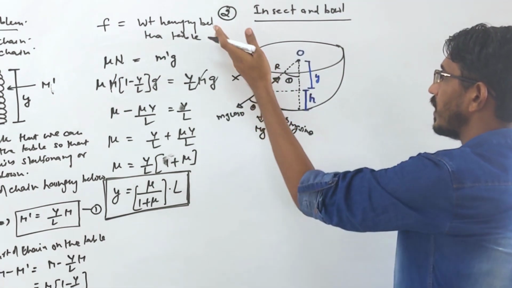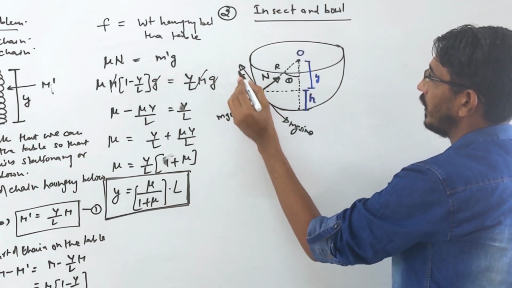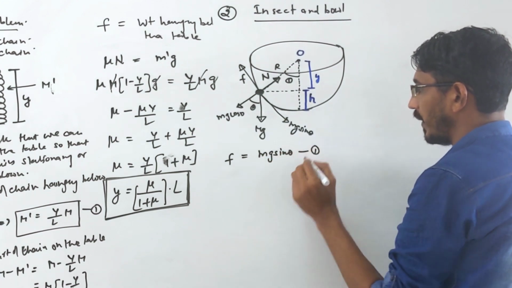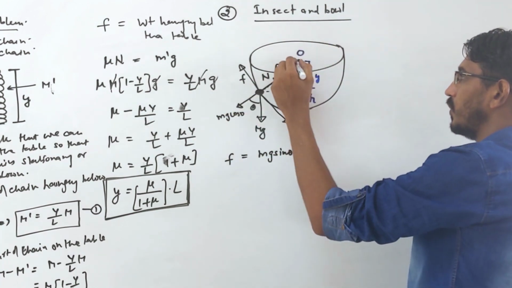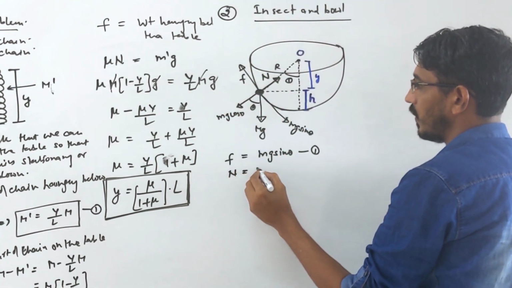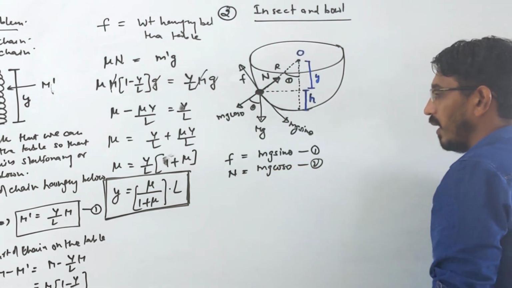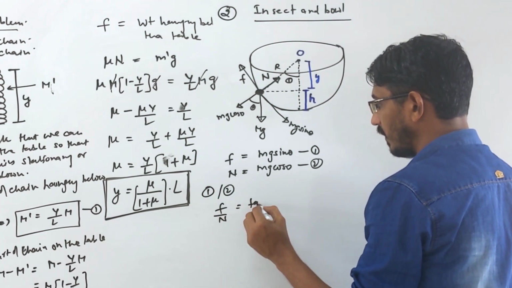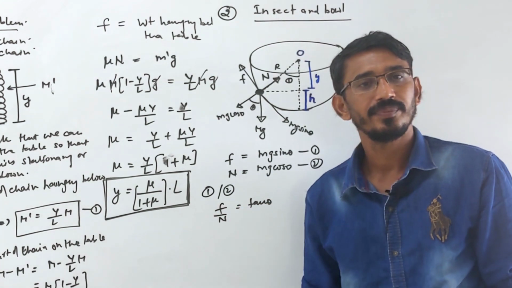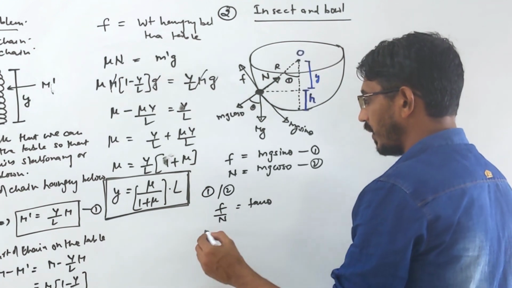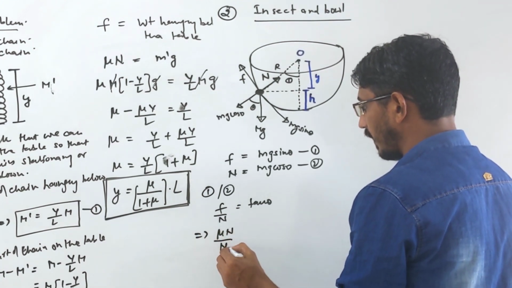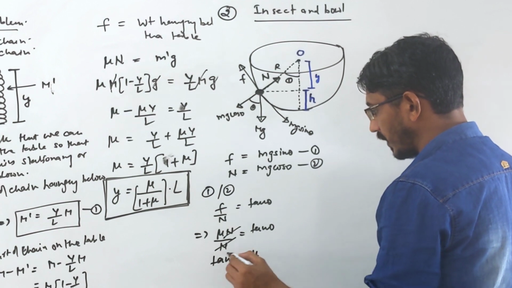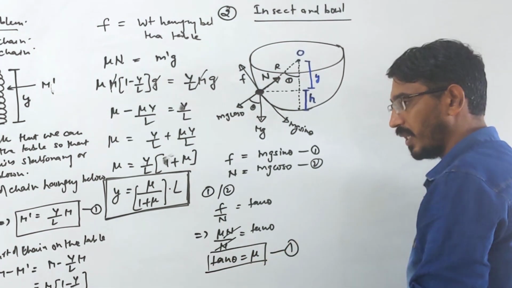Let's write the equations. What is the equation along the tangent? We have the frictional force upward, so the frictional force should be equal to mg sin theta, equation 1. Along the radius, toward the center, the normal reaction is equal to mg cos theta, equation 2. Let's divide equation 1 by 2, we get f by N is equal to tan theta. Now what is the frictional force formula? We know it is mu times N. Putting that in, mu N by N is equal to tan theta. So N gets cancelled, and tan theta is simply equal to mu. This relation we already know: tan theta is mu.